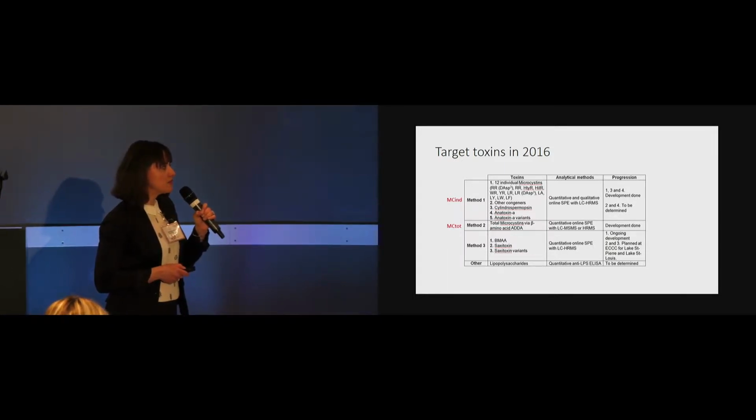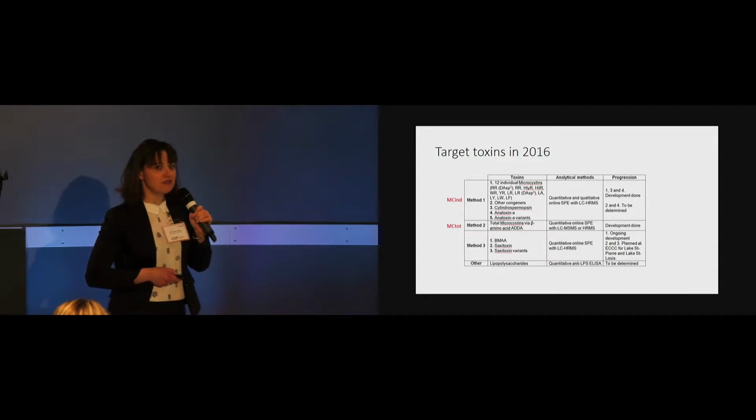Some of these methods were already done. Then we have the second method, which is the total microcystins, which is analysis by removing the ADDA group, and this also was already set up. Then we had the third method, which was the BMAA analysis, saxitoxin variants, and this was an ongoing development. We worked hard on developing the analysis of the BMAA. And then we had also mentioned the lipopolysaccharides, and this was very vague. If it's possible, and if we can get it, we will do it, but we didn't get to work on that yet.